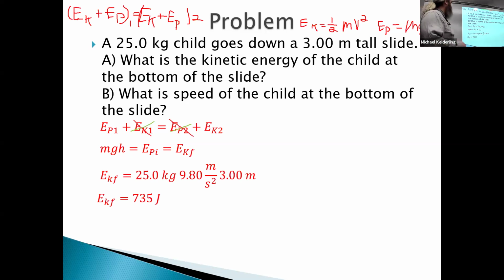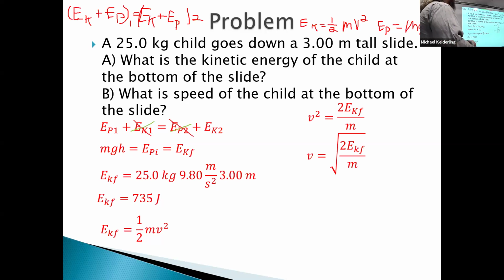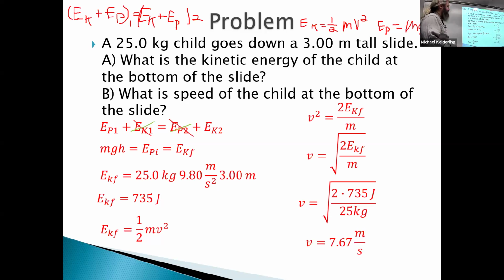For part B, well, now we know what the kinetic energy is. Kinetic energy is 1/2 mv squared. So v squared is 2 times kinetic energy over mass. So the square root of 2 times kinetic energy over mass is going to be the velocity. So 2 times 735 joules over 25 kilograms gives us 7.67 meters per second.